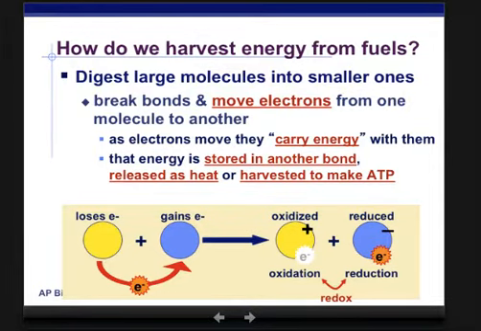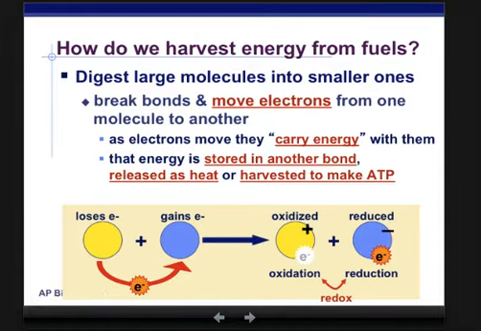Right, they're called oxidation reactions because it reflects the fact that in biology, oxygen, which attracts electrons strongly, is the most common electron acceptor. So that's why it's called oxidation, because oxygen is the most common electron acceptor. Oxidation and reduction reactions always occur together, so we call them redox reactions because they're happening together.